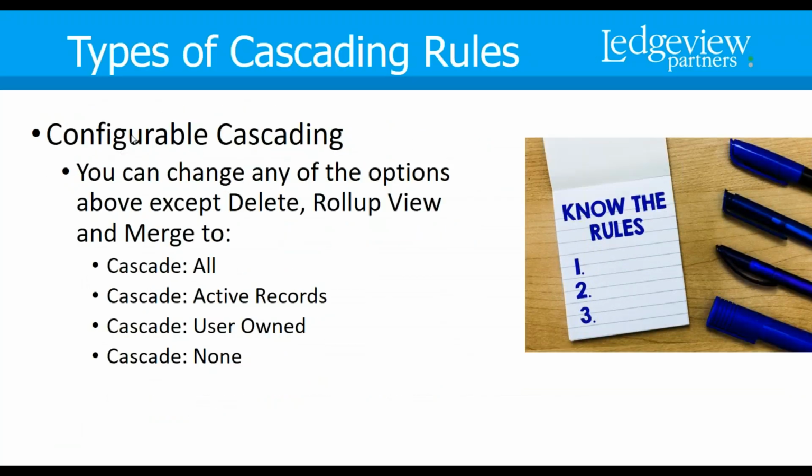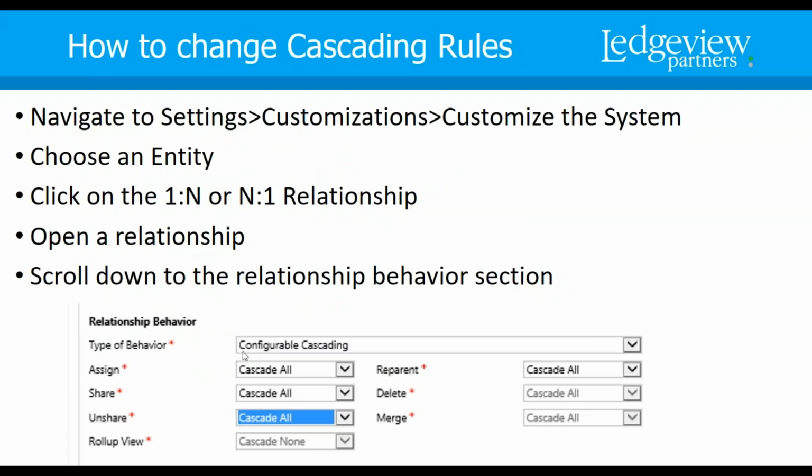So yeah, like we talked about configurable cascading, you can change any of the options above except delete, rollup view, and merge, and you can change them to all of these. And this is where you can change them. You can click on the one-to-many or many-to-one. You can change the relationship there, because many-to-one is the byproduct of the one-to-many.